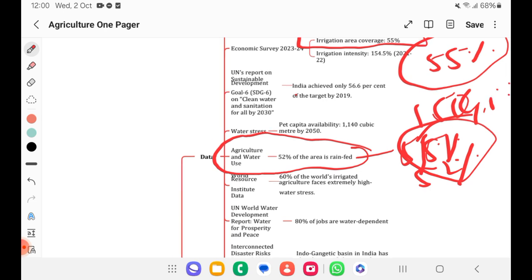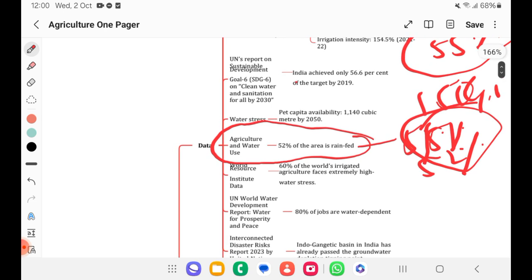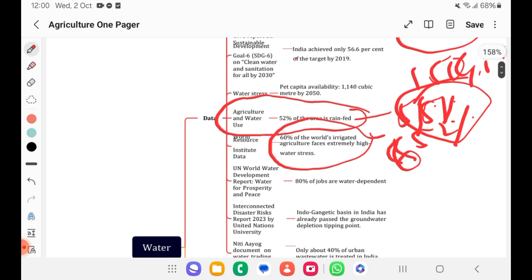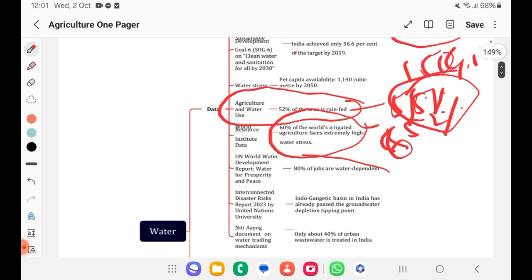World Resources Institute data says 60% of the world's irrigated agriculture faces extremely high water stress. So we have irrigated areas facing water stress, as stated by the World Resources Institute. This data we can remember. We are not remembering every piece of data.